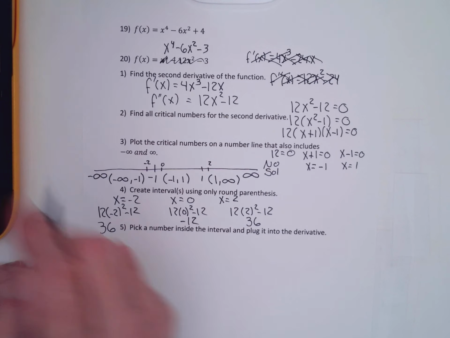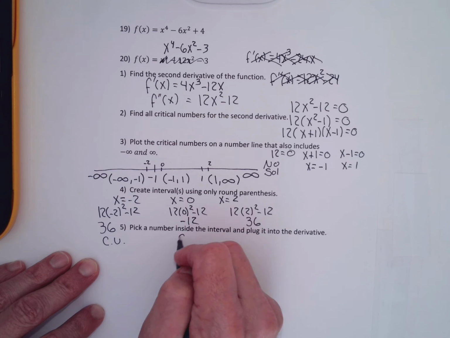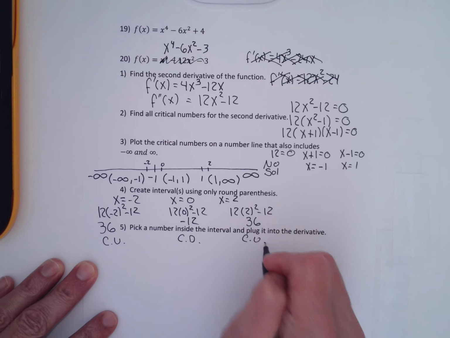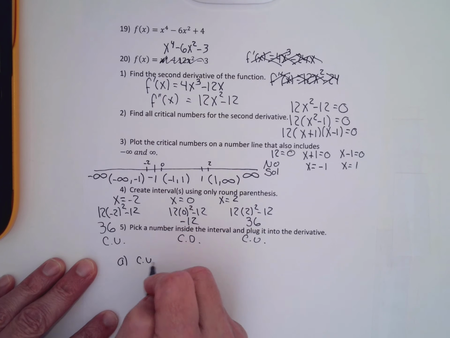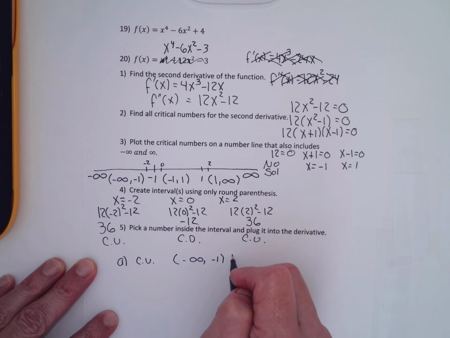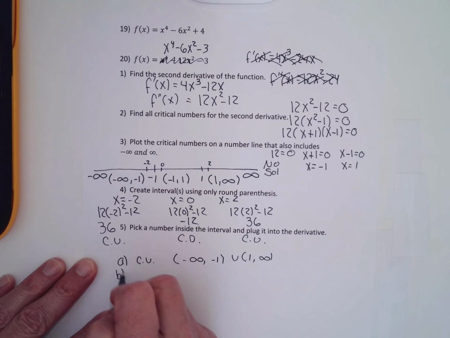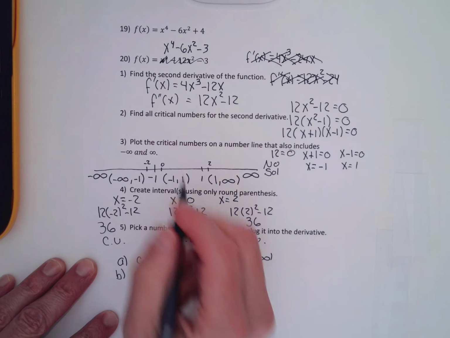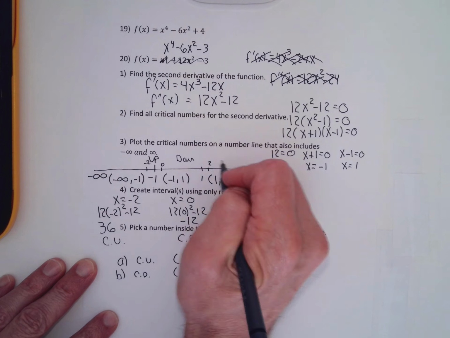So I have my y's. First interval concave up because of the positive result. Middle interval concave down because of the negative result. Last interval concave up because of the positive result. So my answer to part A, this graph is concave up in the interval negative infinity to negative 1, and then again the interval from 1 to infinity. Part B, the graph is concave down in the interval from negative 1 to 1. So I go concave up, concave down, concave up.